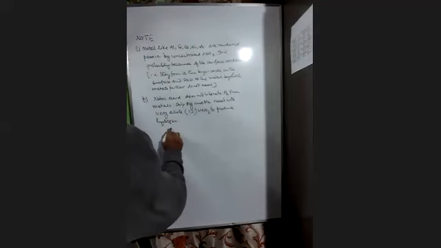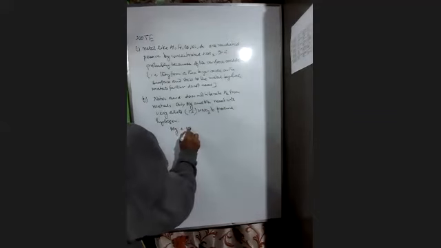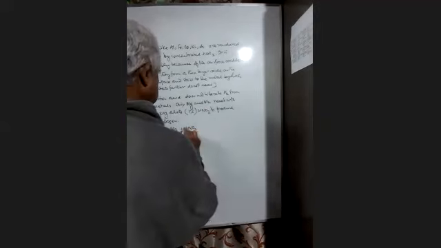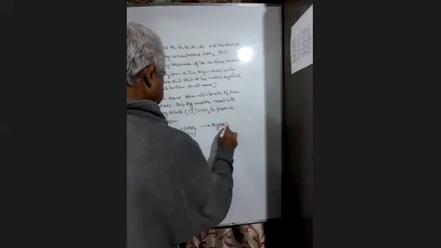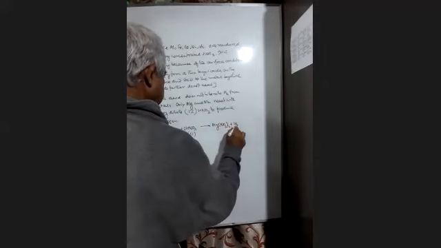We can write now here: magnesium plus HNO3 1% gives magnesium nitrate and hydrogen. Please remember for your interest.